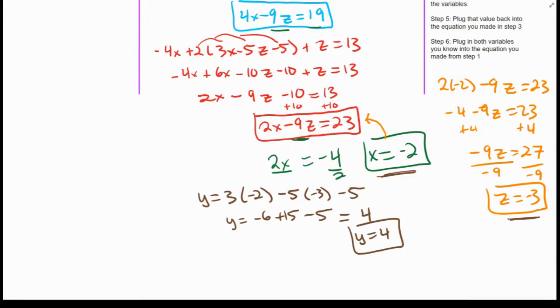And so now I have my solution. x is negative 2, y is 4, z is negative 3, or I can write it as a coordinate if I want to. Either way works, but there's our final answer.